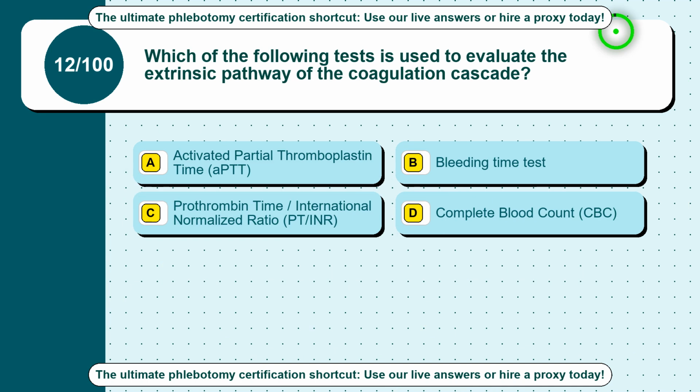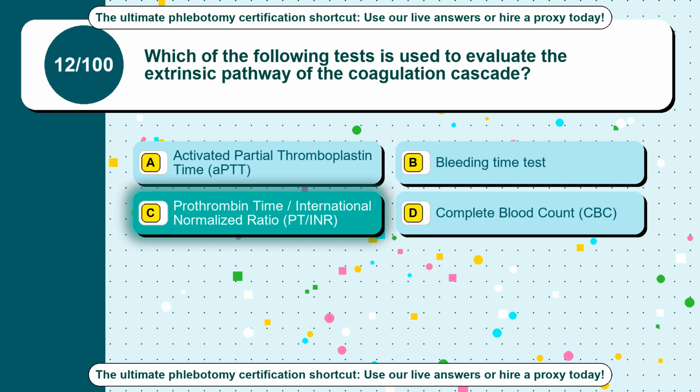Question 12. Which of the following tests is used to evaluate the extrinsic pathway of the coagulation cascade? Option A. Activated partial thromboplastin time, APTT. Option B. Bleeding time test. Option C. Prothrombin time / international normalized ratio, PT/INR. Option D. Complete blood count, CBC. The correct answer is option C.